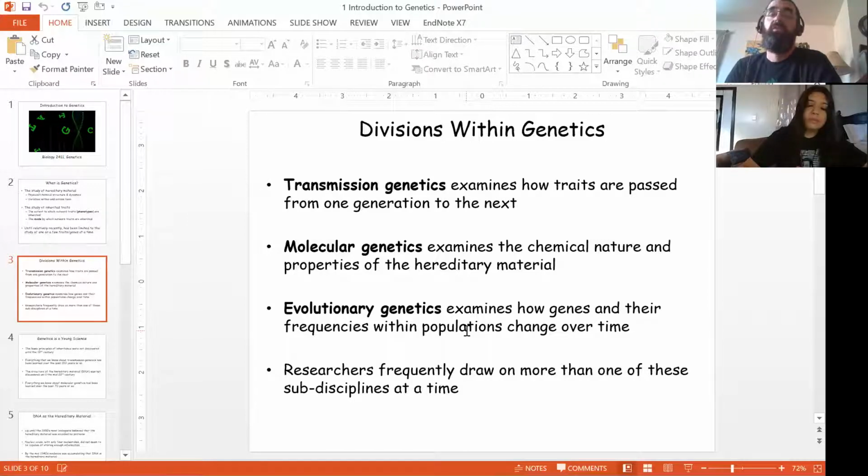With evolutionary genetics, we're now not just looking at individuals, which is what we care about with transmission genetics, but we're looking at entire populations, right? And most importantly for evolution, how those change over time, right? Because time is really the big thing in evolutionary genetics.